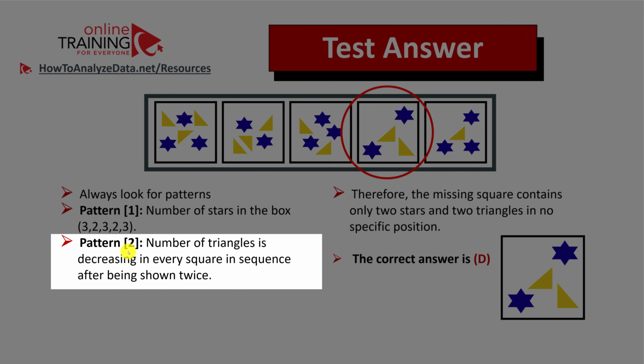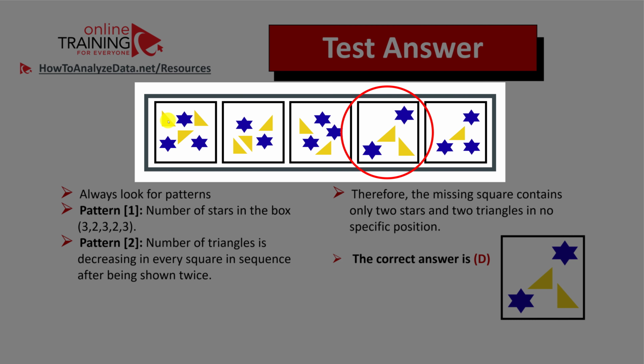There is also a pattern of decreasing triangles, and you see that the number of triangles is decreasing in every square in sequence after being shown twice. For example, object number 1 has 3 triangles. Object number 2 also has 3 triangles. Next object has 2 triangles.